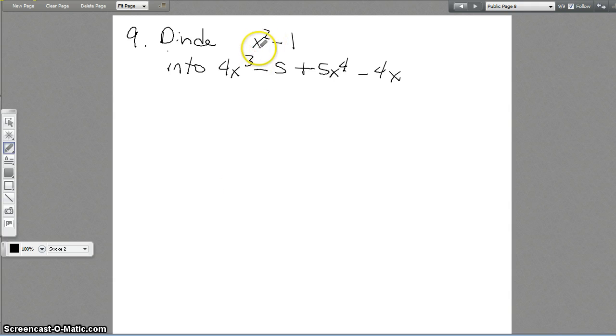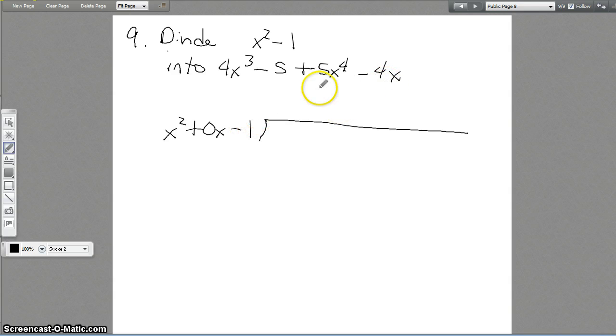Okay, so the number that we're dividing by is x squared minus 1. We're missing an x term, so I'm going to fill it in. So we have x squared plus 0x minus 1. So that's what we're dividing by. Now we need to divide this into this long term here.